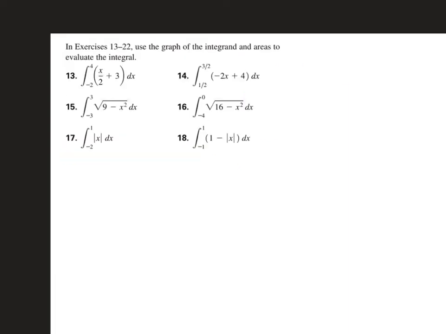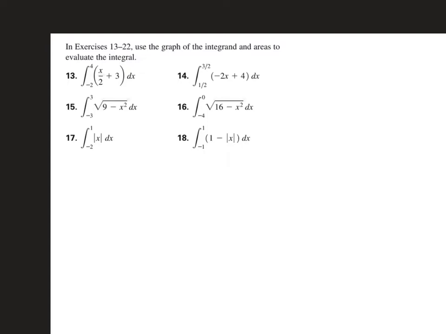Okay, so these say use the graph of the integrand, and the integrand is the thing that you're taking the integral of. So use the graph of this thing here and areas to evaluate the integral. Remember, when you are evaluating an integral, the meaning of that graphically is the area between the function and the x-axis on this interval. Okay, so I'll do maybe 1 or 2 of these.